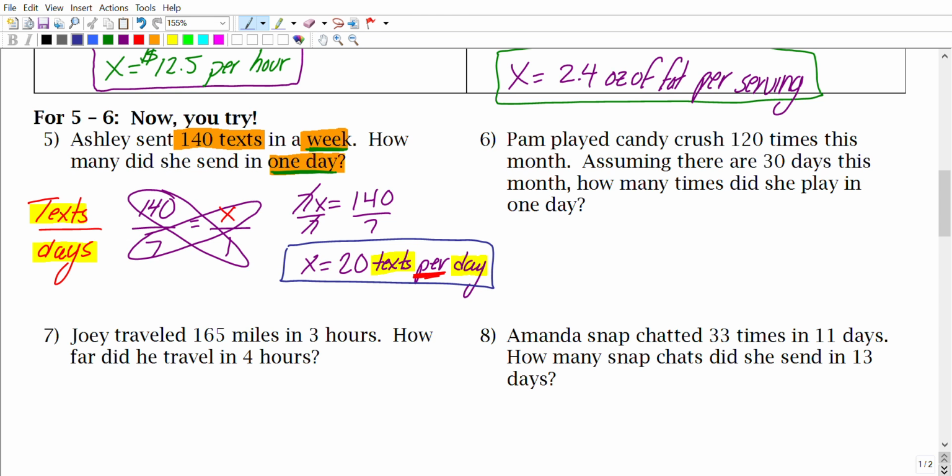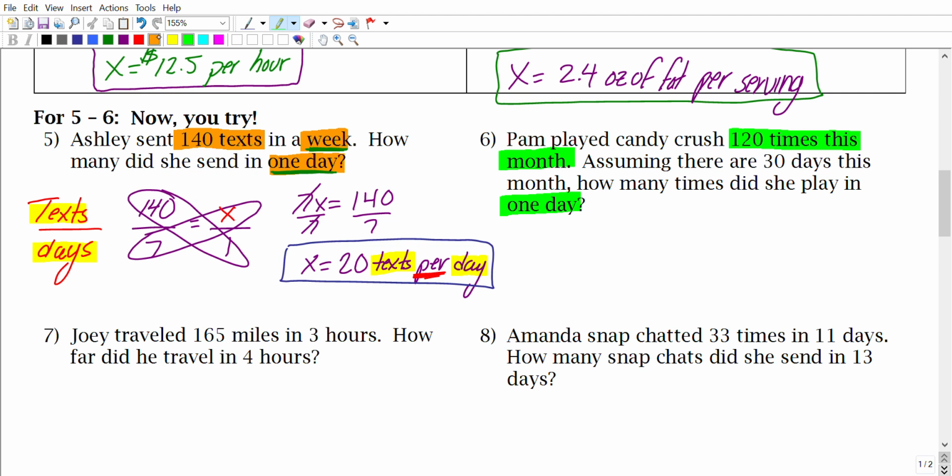There we go. All right, so 20 texts per day. All right, next one. Keep going. Let's keep this ball rolling. All right, so Pam played Candy Crush 120 times per month. Assuming there are 30 days this month, how many times did she play in 1 day?